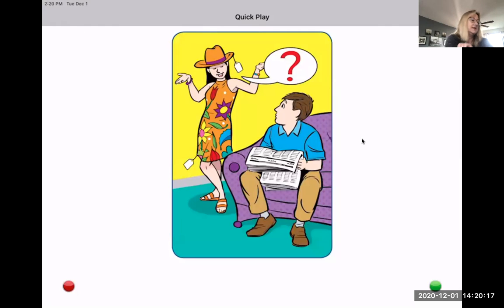Okay, let's see. What is she asking? You notice she's got a hat on and a dress on, and it looks like they have price tags still hanging on them. And I'm guessing she might be talking to her husband. What would she be asking him? The question I'm thinking would start with do, or how.